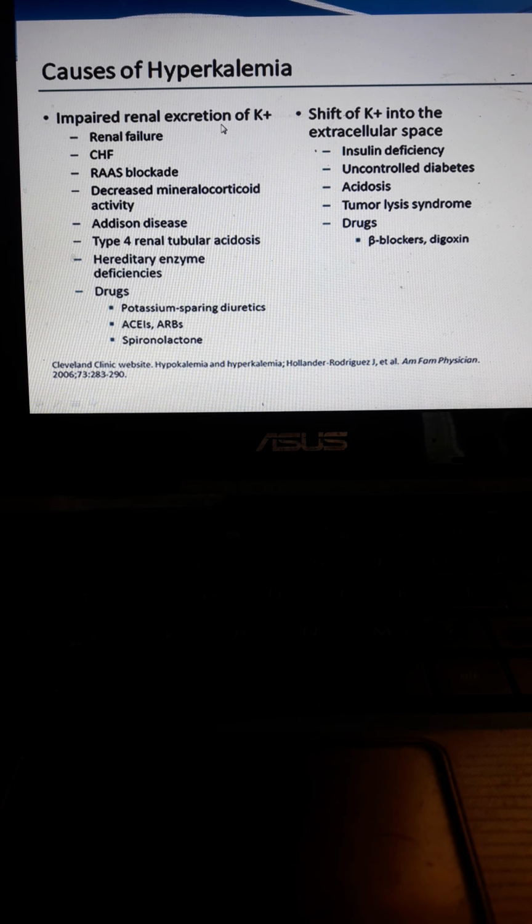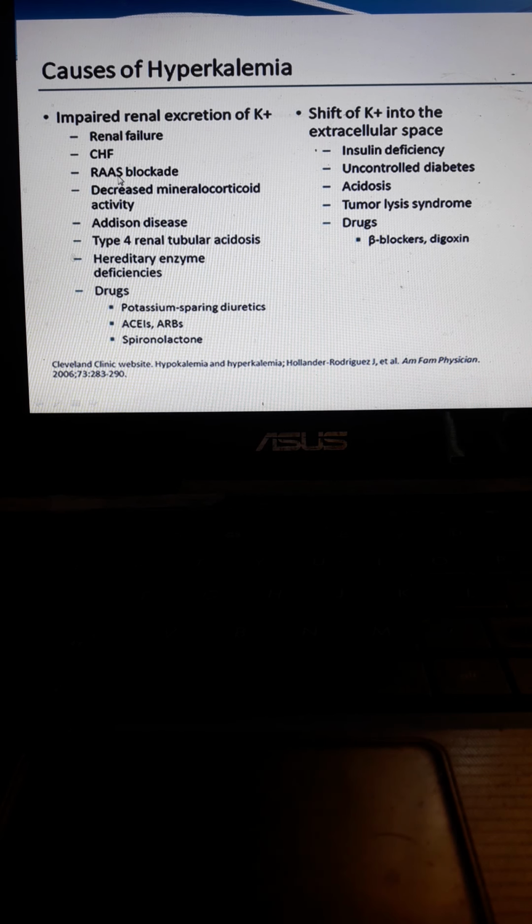Okay, so causes of hyperkalemia, take note: we have renal failure, congestive heart failure, and RAAS blockade. If there's a blockade in the RAAS, then more potassium ion will enter, and there is sodium retention inside. Also decreased mineralocorticoid activity. Mineralocorticoid is a hormone that also facilitates the regulation of the potassium ion.